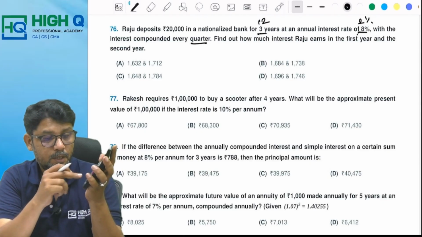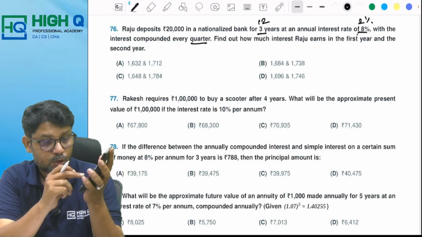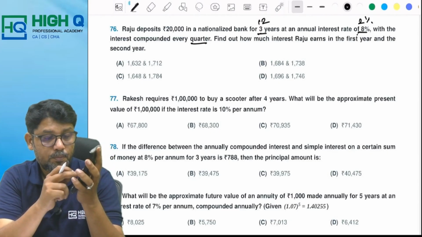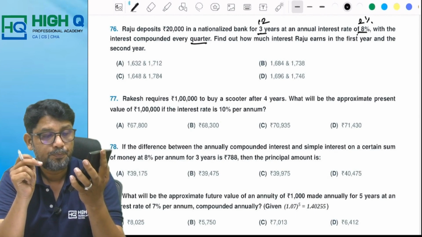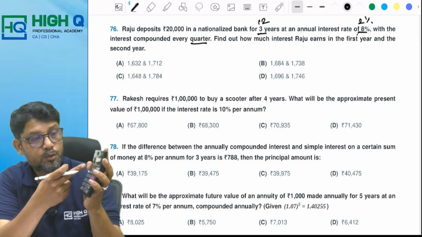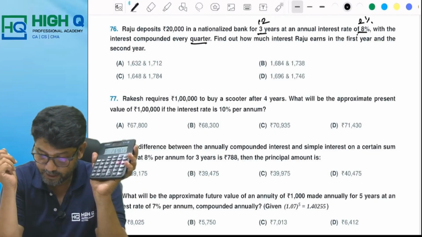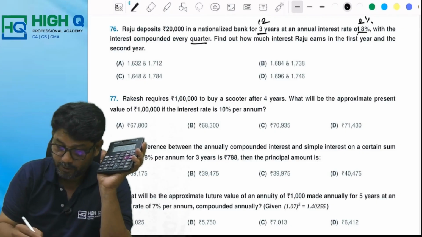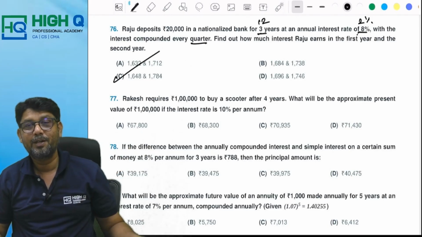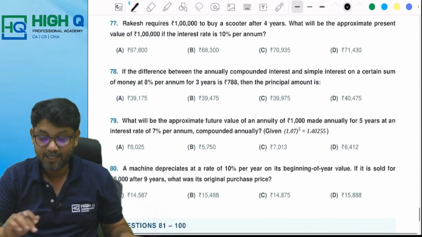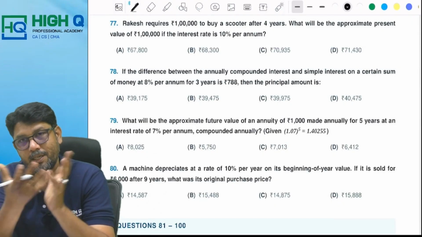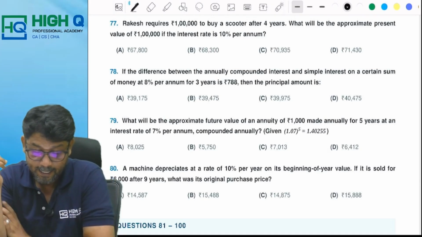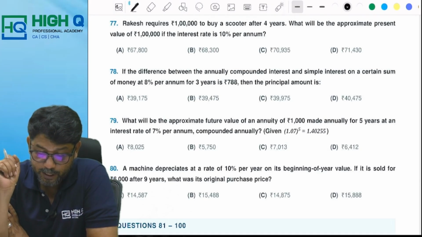So, first year interest, let us calculate. 20,000 plus first year 2% plus 2% plus 2% plus 2%, minus 20,000. I get 1648.6. I think there is only one option, 1648, so I can go with option C directly. Why are you not finding the other thing? See, there is only one option having 1648. Let me mark it 1648.